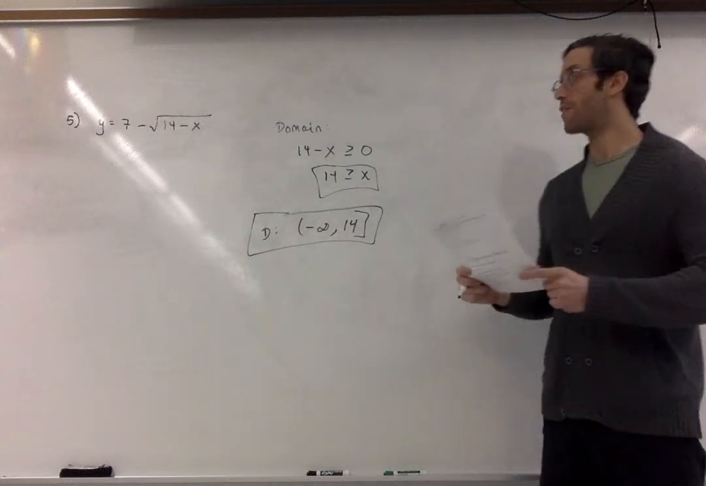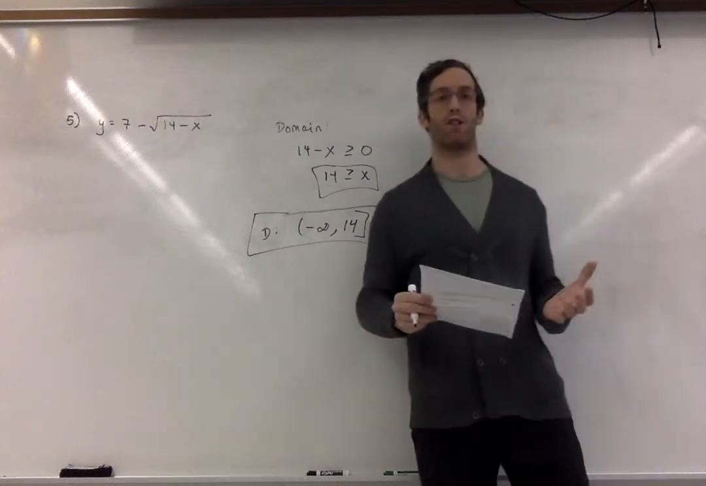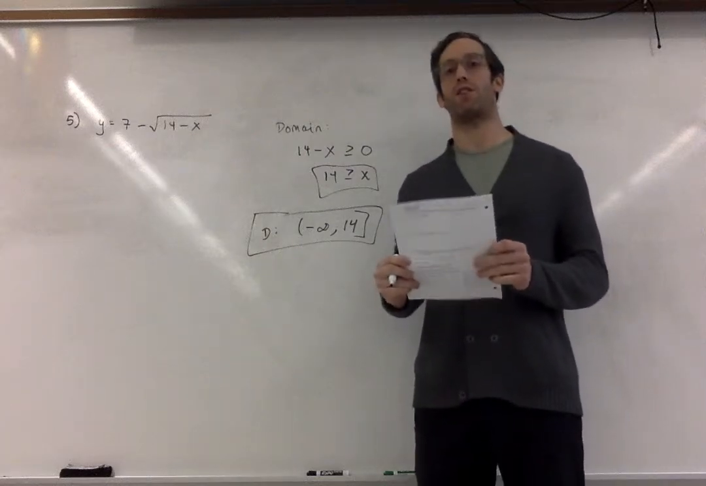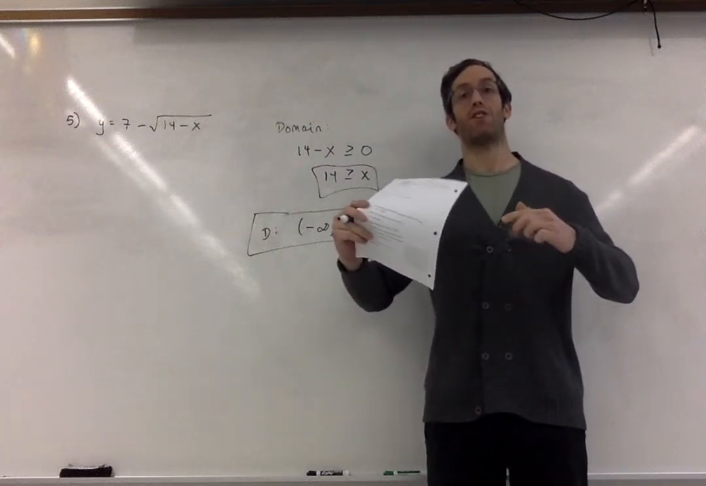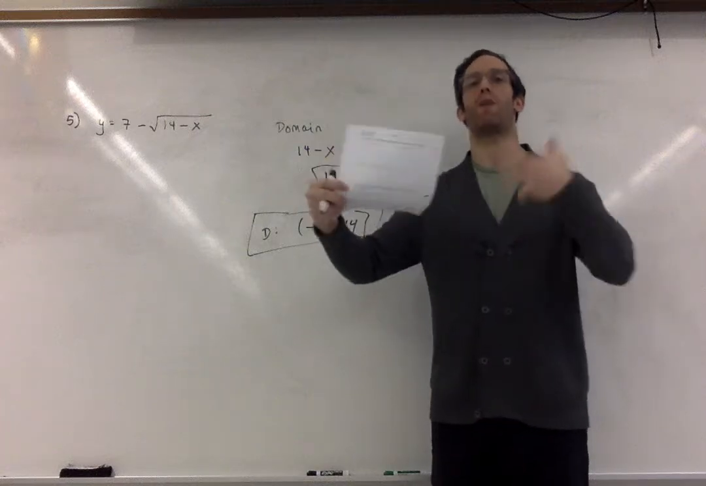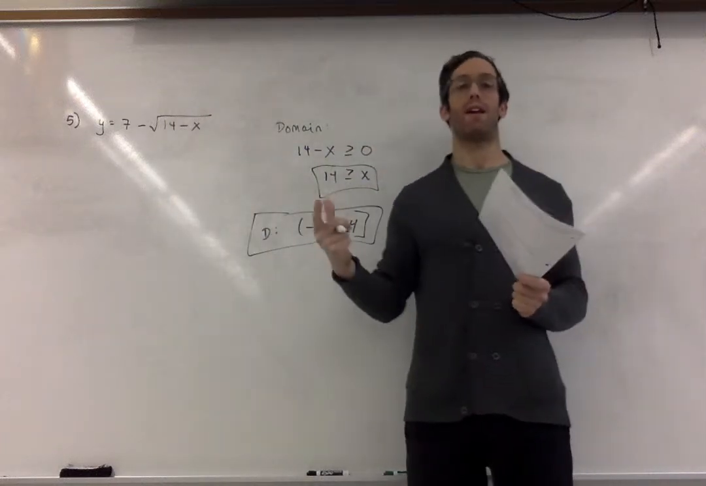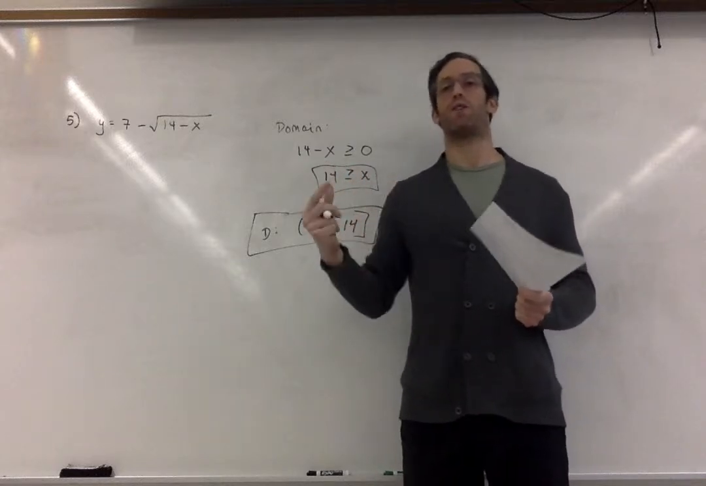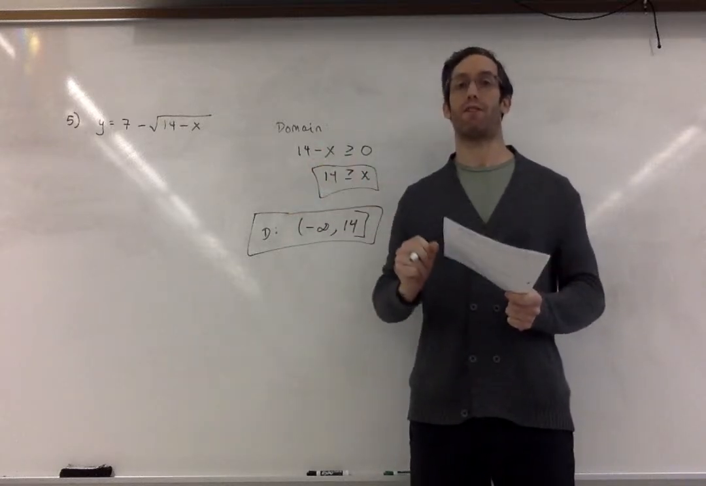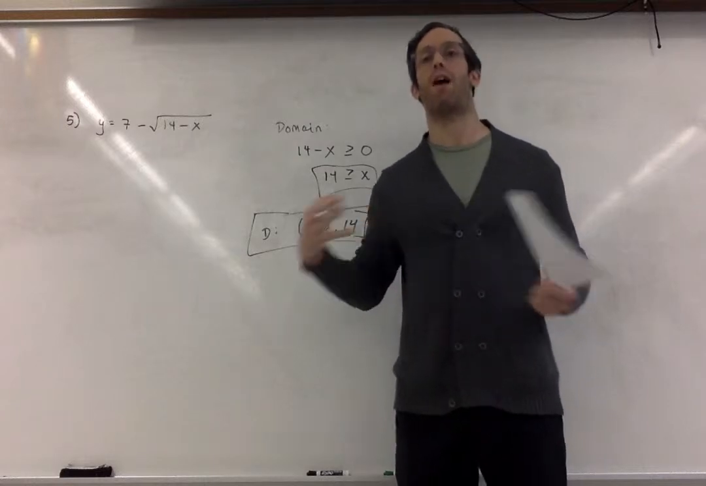All right, is the function one-to-one? Yes, all square root functions are one-to-one. Remember, a one-to-one function is a function whose inverse is also a function. The quick way to figure out if a function is one-to-one is by drawing a horizontal line on the graph. If it hits more than once, the function is not one-to-one.